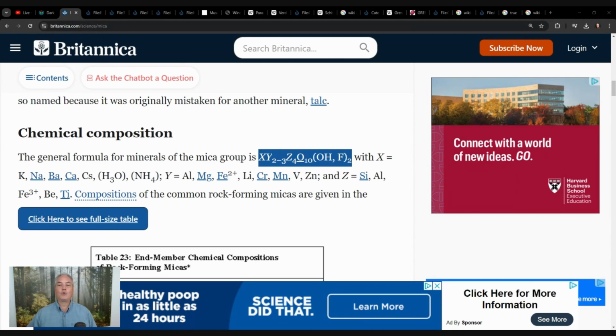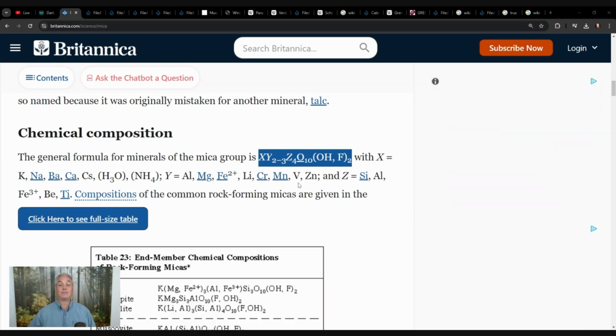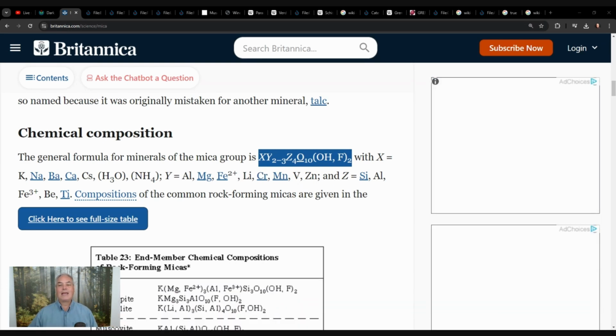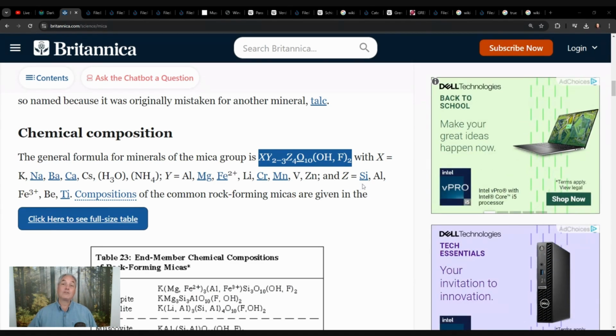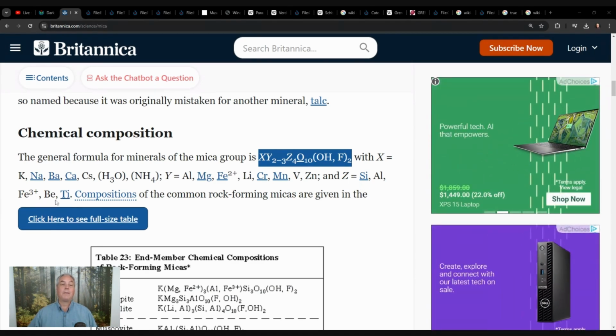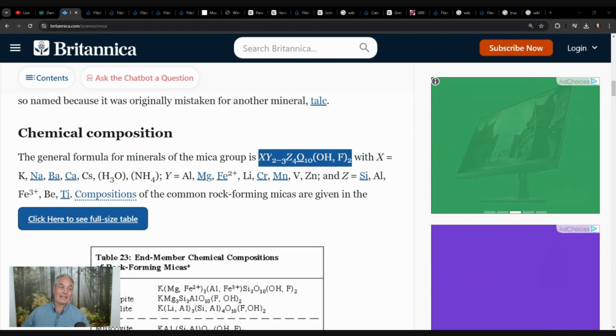Then we have the Y portion here, and the Y could be aluminum, magnesium and iron, lithium, chromium. I'll give you an example later: manganese, vanadium, and zinc. And the Z part right here, and there's 4 here, could be silica, aluminum, iron, beryllium, or titanium.